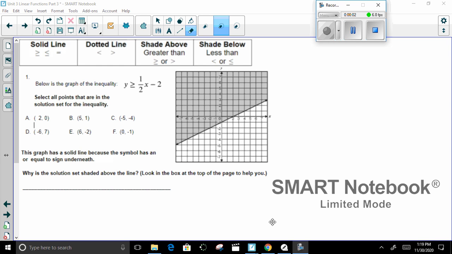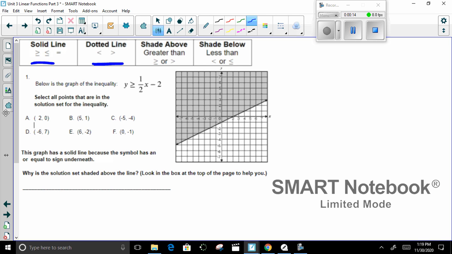A refresh from yesterday of graphing linear inequalities. Remember, if you have a greater than or equal to or a less than or equal to, you're using a solid line. A dotted line is when you have a less than or a greater than. You shade above any greater than, and you shade below for any less than. Remember, it has to be in slope-intercept form in order for you to go ahead and graph it.